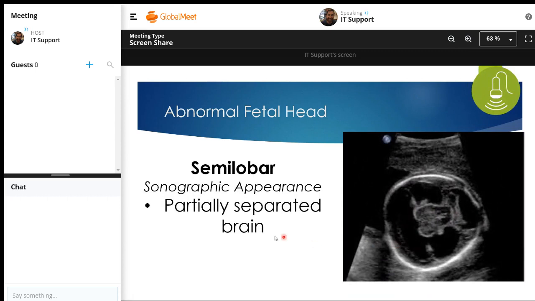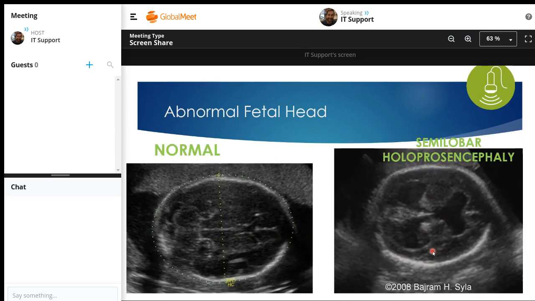So semilobar, we have partially separated brains. We're starting to get more and more abnormal looking. We have the thalamus in the middle here, which is fused. No other real indications that the falx is present. So we're talking about holoprosencephaly, we have that single large ventricle, fluid filled. This looks like it's supposed to be the cerebellum back here, so this would make this a cisterna magna. Again, obviously very abnormal. So our nice normal head, and then we have semilobar holoprosencephaly.